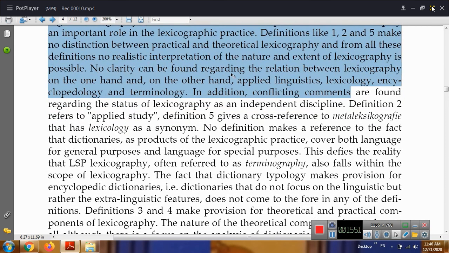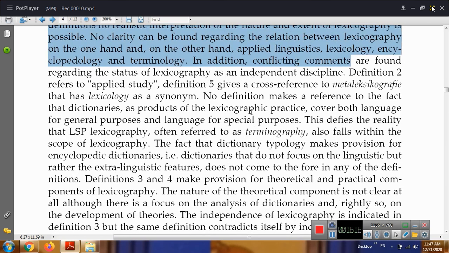No clarity can be found regarding the relation between lexicography on the one hand and, on the other hand, applied linguistics, lexicology, encyclopedology, and terminology. In addition, conflicting comments are found regarding the status of lexicography as an independent discipline. Definition to refer to the applied study.